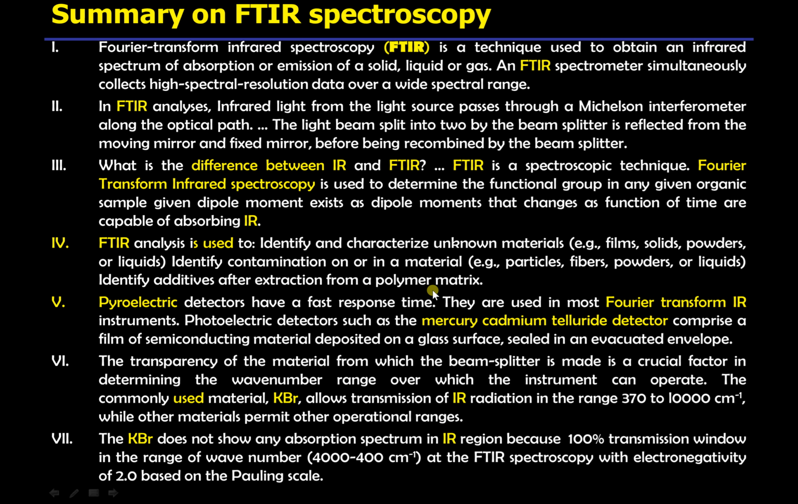Pyroelectric detectors have fast response time, so they are used in most of the Fourier transform IR instruments. Photoelectric detectors such as mercury cadmium telluride detectors comprise a film of semiconducting material deposited on a glass surface sealed in an evacuated envelope. The transparency of the material from which the beam splitter is made is a crucial factor in determining the wave number range over which the instrument can operate. The commonly used material KBr allows transmission of IR over a wide range of 370 to 10,000 centimeter inverse, while other materials permit other operational ranges.